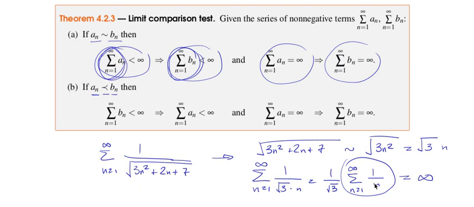This is non-convergent. But because these two sequences are asymptotically equivalent, what you could say is that this sequence is also going to be divergent, okay? So that's the idea behind this test, okay?